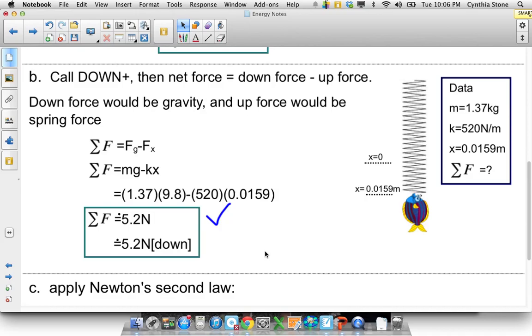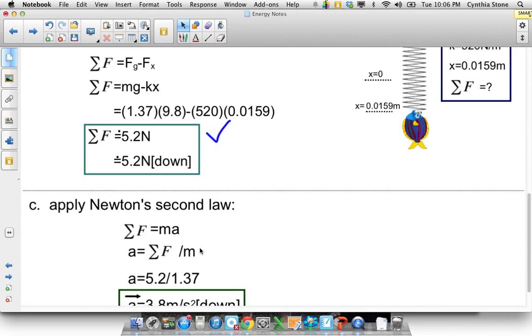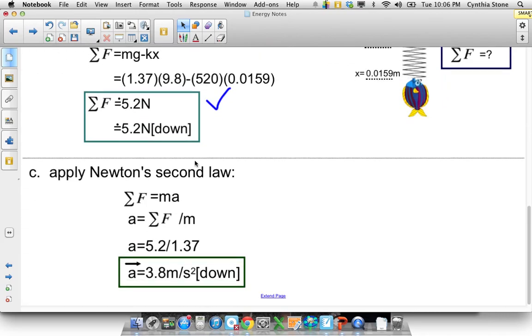It's saying let's find the acceleration. What's the acceleration of the fishy when he's right here? So we know the net force is down, and this is just straightforward Newton's second law. I know it's a good answer because if it was higher than 9.8, I'd have to be concerned. But it's not, because it's in free fall. Well, it's not in free fall because there's a spring holding it back, so it makes sense it's something less than 9.8. And that's it.